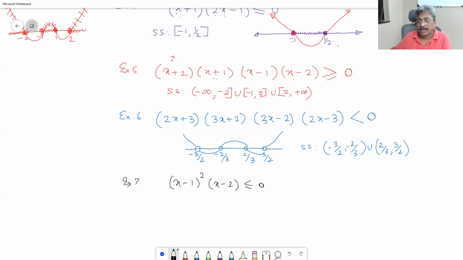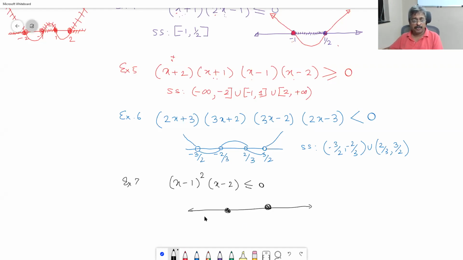Now, you should not get worried about this square. You should continue with your business of scanning from left to right. Critical point is 1, 2 times. Okay, fair enough. 1 once and 1 one more time. And 2. Equality available, therefore maybe we can make it dark at this stage.